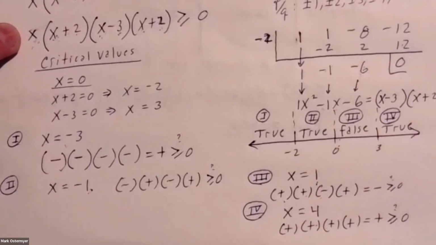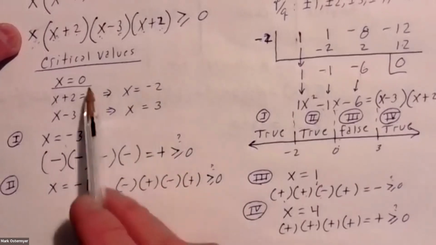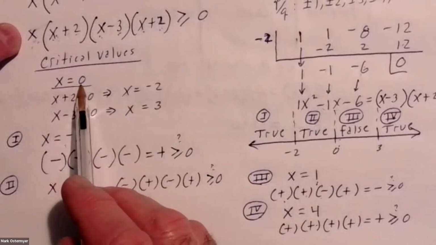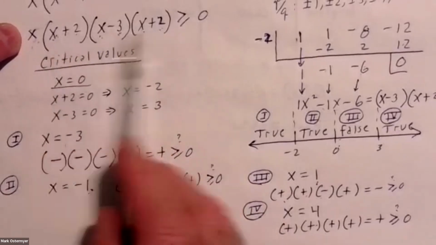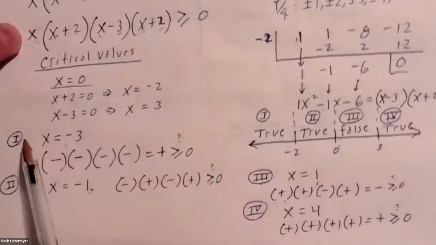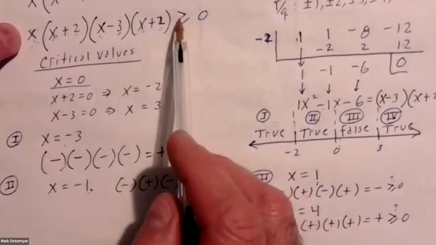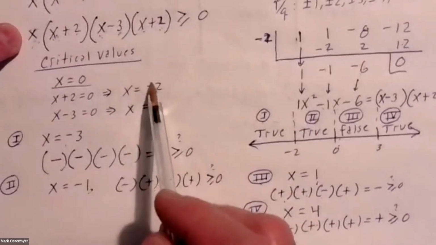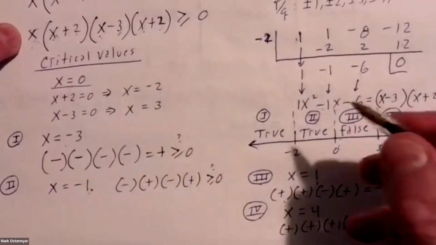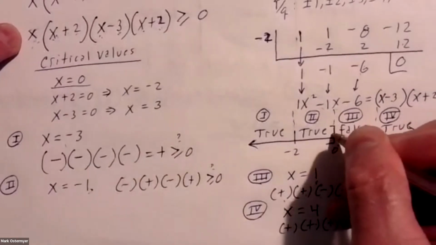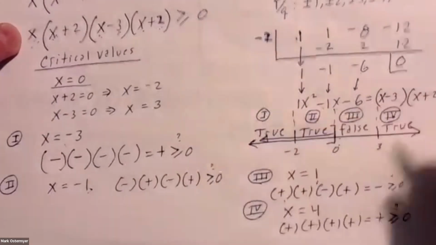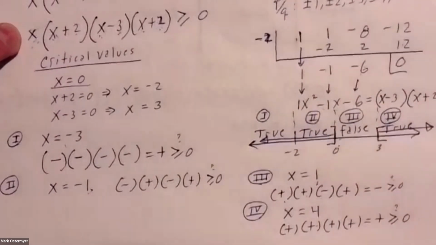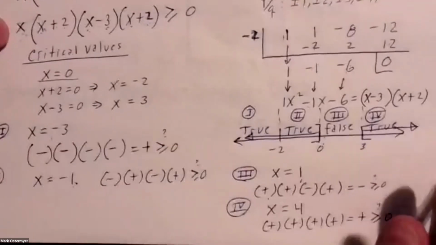All right, the only other thing we need to ask ourselves is, would I include my critical values of 0, negative 2, and 3? Notice if you put 0 or negative 2 or 3 into this polynomial for x, the left side will go to 0. And is 0 equal to itself? The answer is yes. So we would include all of these critical values. So I'm going to include 0 and shade to the left. I will include 3 and shade to the right. And you have the graph of the solution set to this polynomial inequality.